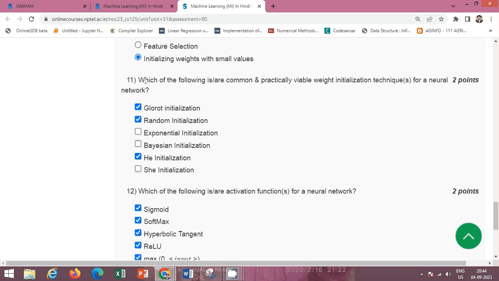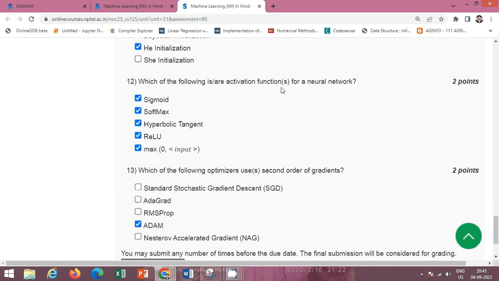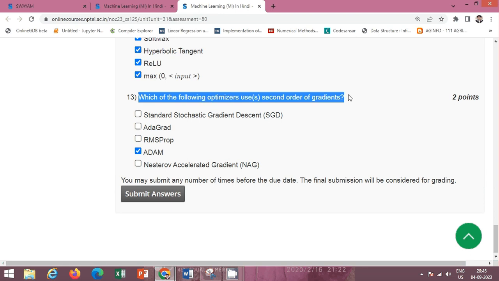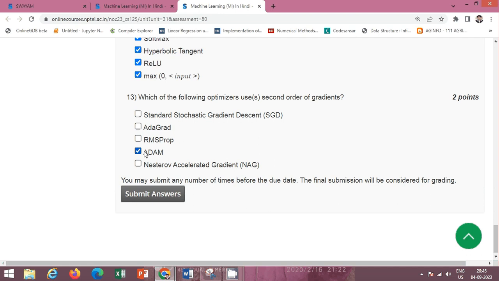Next, question 11, which of the following is a common and practically viable weight initialization technique for a neural network? So the correct options are option A, Glorot initialization, option B, random initialization, and option E, He initialization. Next question, which of the following is an activation function for a neural network? So all are correct: sigmoid, softmax, hyperbolic tangent, ReLU, and max are all activation functions for a neural network. So all are correct options. Last question, which of the following optimizers uses second order of gradients? So the correct option is option D, Adam.